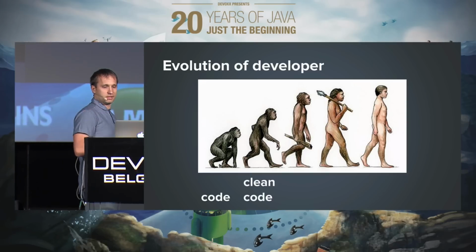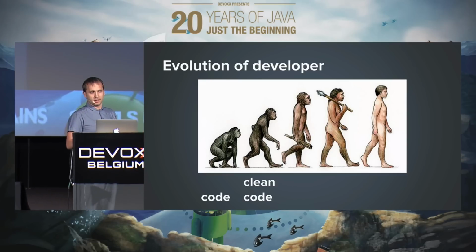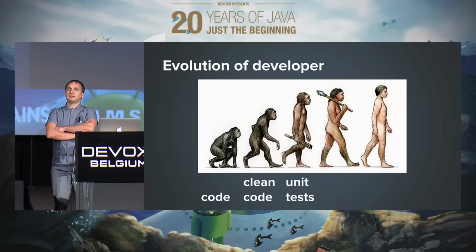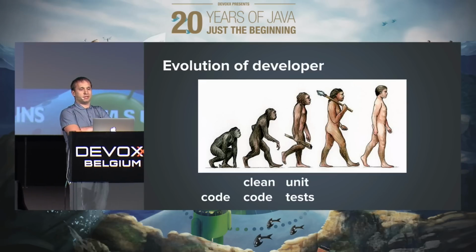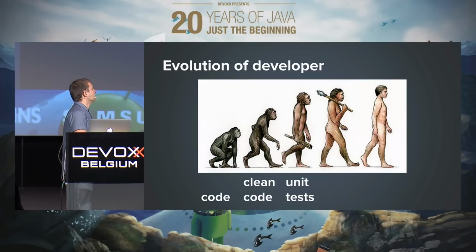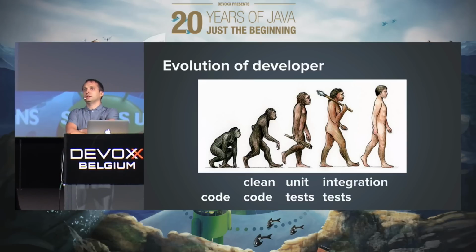So clean code that not only machines, but also people can read. The next phase is a developer who can write unit tests, being sure that every piece of code actually works. And the next stage is a developer who can write integration tests, being sure that the entire application works as expected.